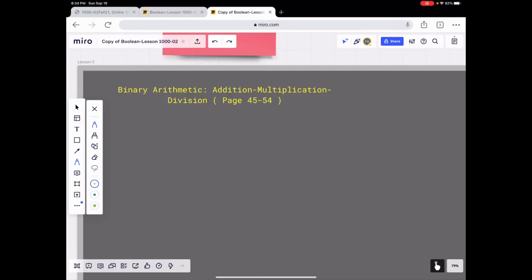Hello, everybody. This week we're going to deal with binary arithmetic. We're going to talk about addition, subtraction, multiplication, and division of binary numbers.